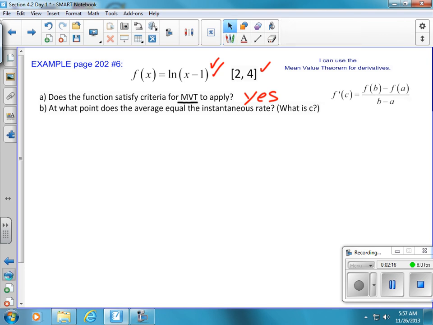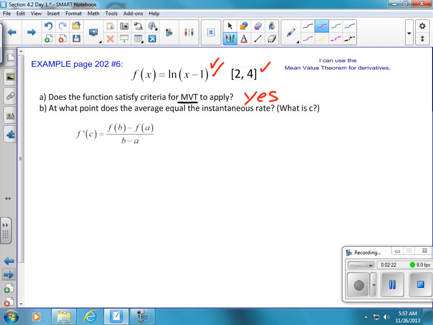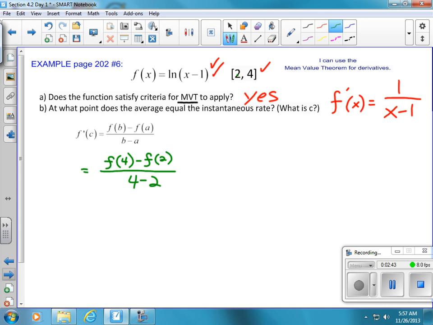There is a point on this curve where your derivative is going to equal your average. So we're going to use our trusty little equation. And we know the derivative of ln of x minus 1 is equal to 1 over x minus 1. Now we're going to plug in values. This is an interval, 2 to 4. So we're going to take the function at 4 minus the function at 2 divided by 4 minus 2 equals 1 over x minus 1, because that's the derivative. And actually we're looking for some value c. So let's just, to be cool, call this value c. It doesn't really matter, but that is the value you're looking for, okay?